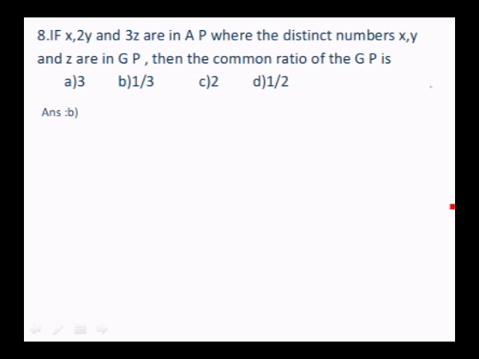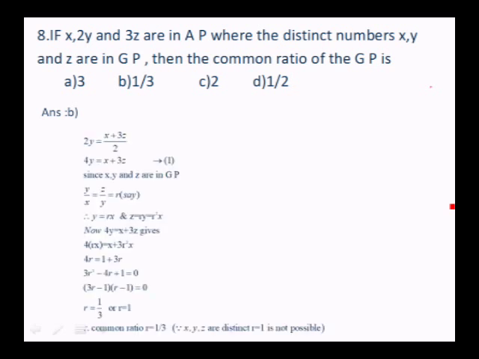If x, 2y and 3z are in AP, where the distinct numbers x, y and z are in GP, then the common ratio of the GP is, 4 options you are having: A, 3; B, 1 by 3; C, 2; D, half. Here we are using the concept of both AP and GP. So, if three numbers A, B and C are in AP, then we write 2B is equal to A plus C. So, here we write 2y is equal to x plus 3z by 2. So that 4y is x plus 3z.